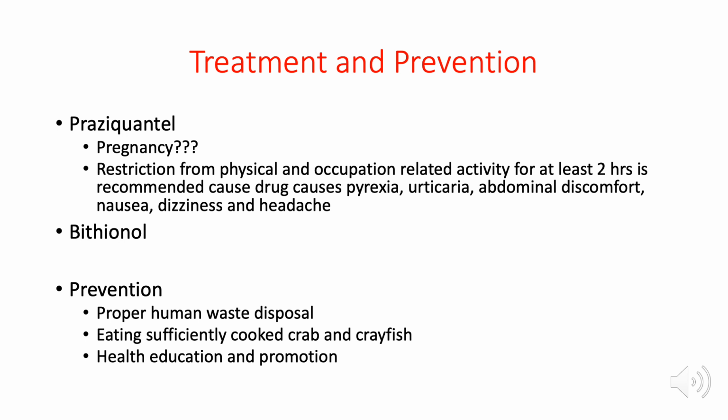How to prevent possible cases of paragonomiasis? It's very important to properly dispose human waste to disrupt the life cycle. It's also important to eat properly cooked or sufficiently cooked crabs and crayfishes. And a very important way of preventing paragonomiasis and other infectious diseases is health education and promotion.